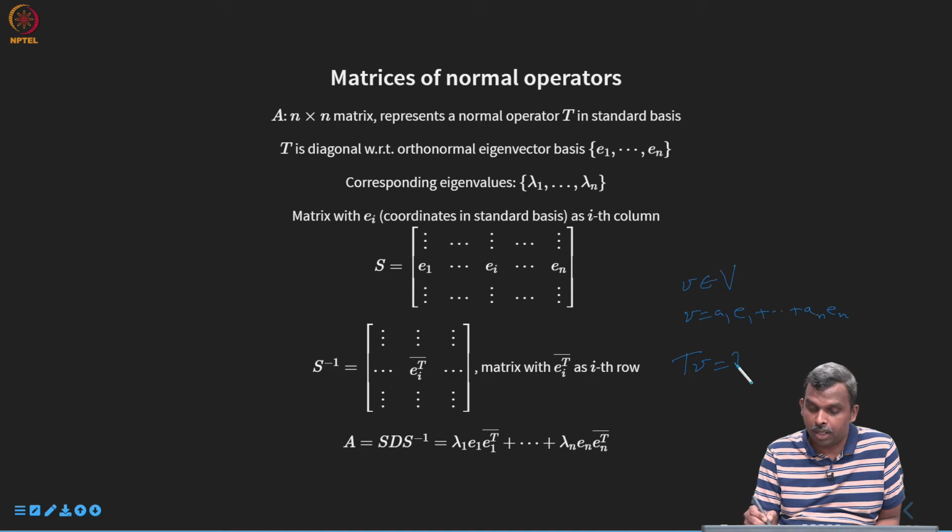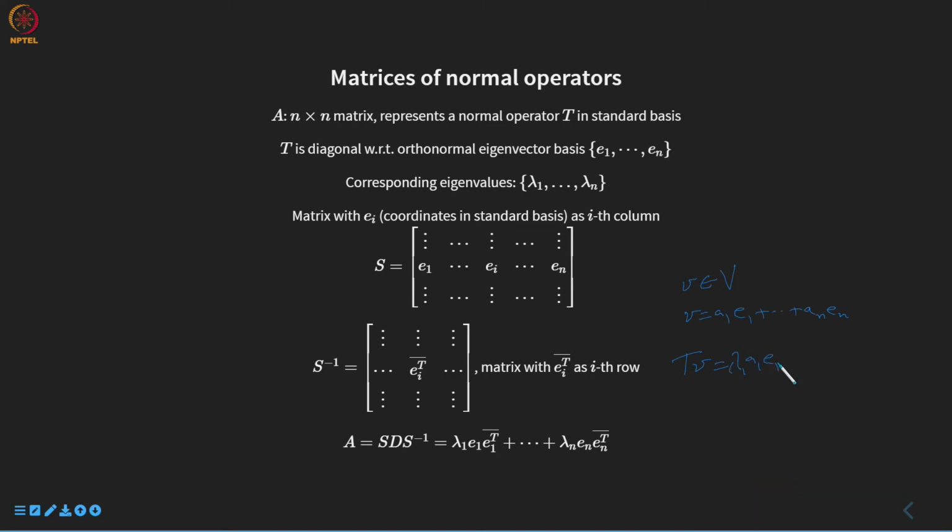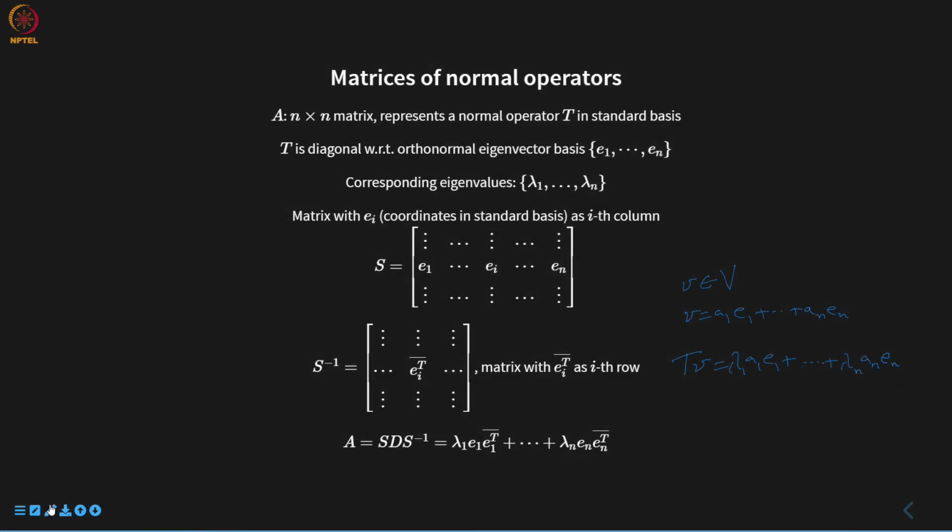So, you get lambda 1 a1 E1 plus lambda 2 a2 E2, up to lambda n an En, as simple as that. It just goes very cleanly. Any V can be written as a linear combination of the orthonormal eigenvector basis vectors for T, and then TV simply becomes lambda 1 a1 E1 through lambda n an En. This kind of property is used, like I said, quite extensively in many applications.